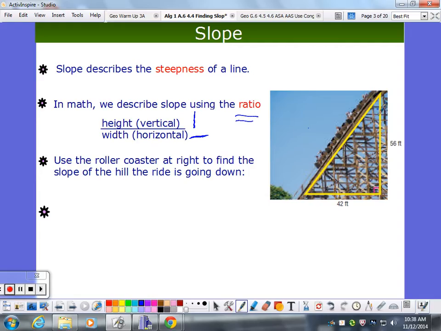Now I figured out what the height is to go from here to here. When I did that, the height is 56 feet. And then the width is 42. So it says for every 56 you go up, you go over, to the right, 42. So how do I find a number that I can assign to this steepness? What would I do? Well, let's set it up. I need the height over the width.